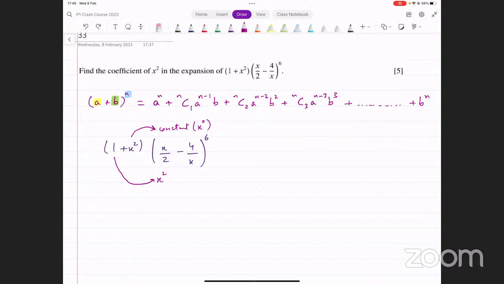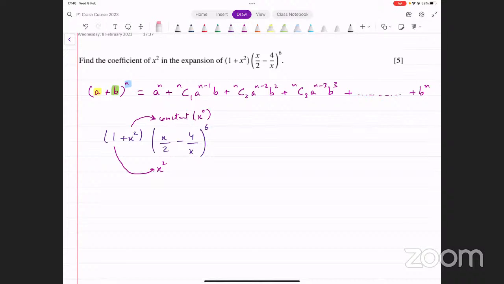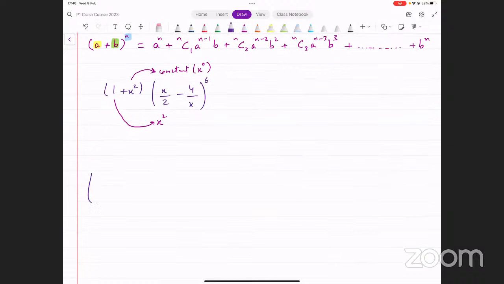All right, because 1 multiplied by x squared could give us x squared. That's what we need. And x squared multiplied by a constant could also give us x squared at the end. So we're looking for both of these terms from this other expansion. We're looking for x power 0 and also x power 2. We want both of them. So how do we think about this now? We start by expanding this thing. X over 2 minus 4 over x whole raised to power 6.